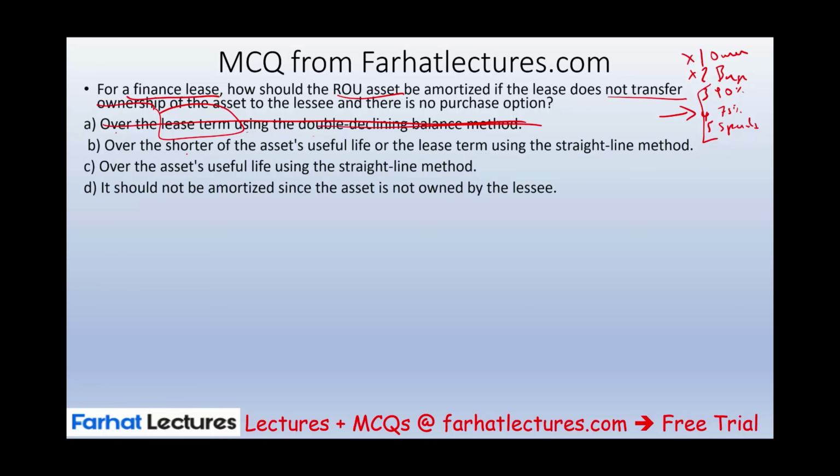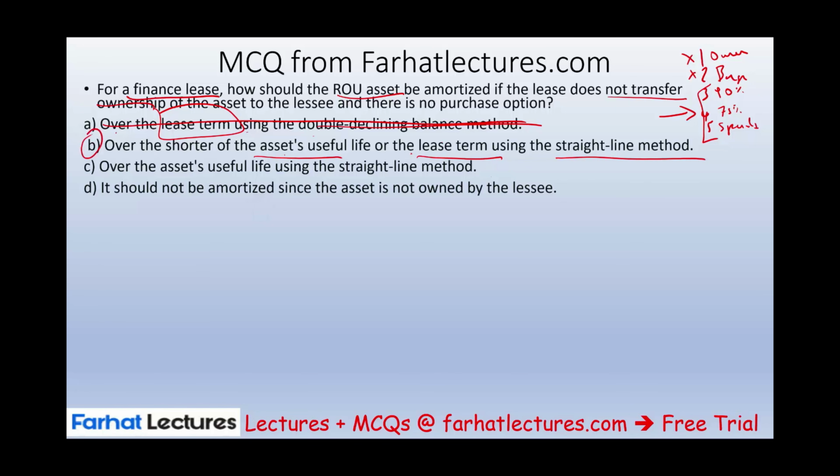B: over the shorter of the asset useful life or the lease term using the straight line. Yes, we use the straight line. Is it over the shorter of the asset useful life or the lease term? This sounds right. So when we have a finance lease because 90% or more of the fair value of the asset is paid, or the lease life represents 75% of the asset life, or it's of a specialized nature, yes, B is a good answer.